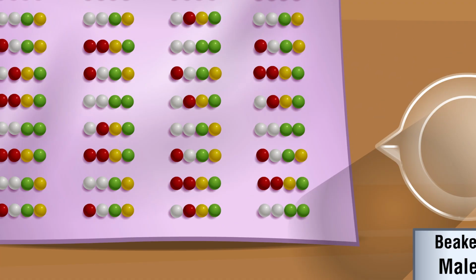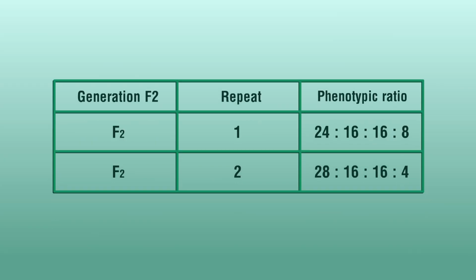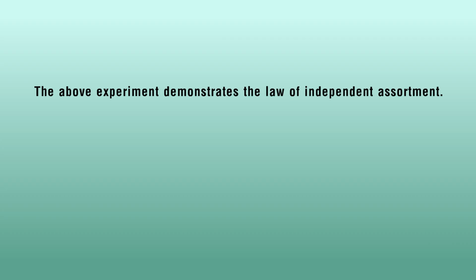Arrange all the pairs by taking the beads randomly. Repeat the steps 2 to 3 times and tabulate all the obtained results. Observation: the above experiment demonstrates the law of independent assortment based on Mendel's research work.